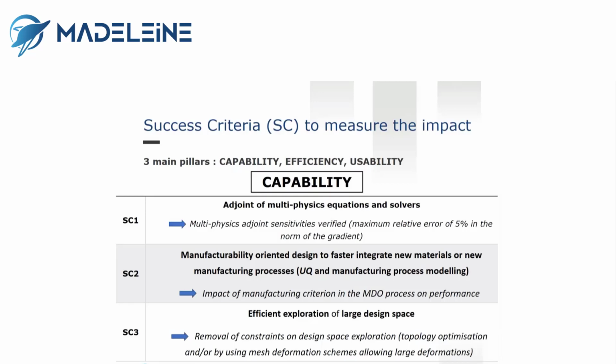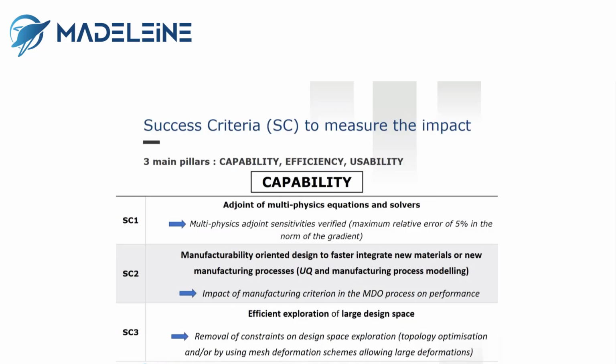The first one, when we speak about adjoint-based capability, is of course our capability to have adjoint solvers of multiphysics problems. And the challenge here was to verify the sensitivity obtained by this multiphysics adjoint with a very limited error for the gradient. The second success criterion was about manufacturability and how to integrate this new discipline or these constraints in the design process.